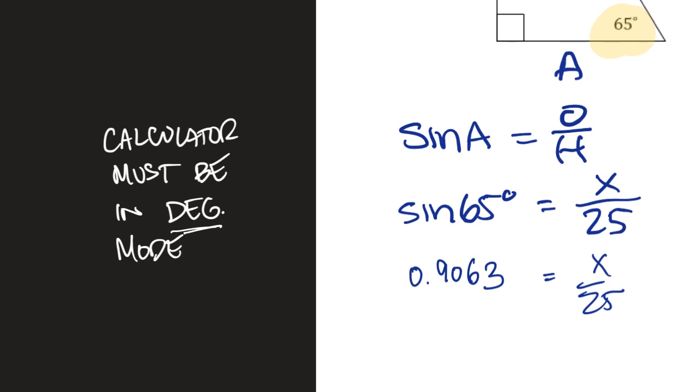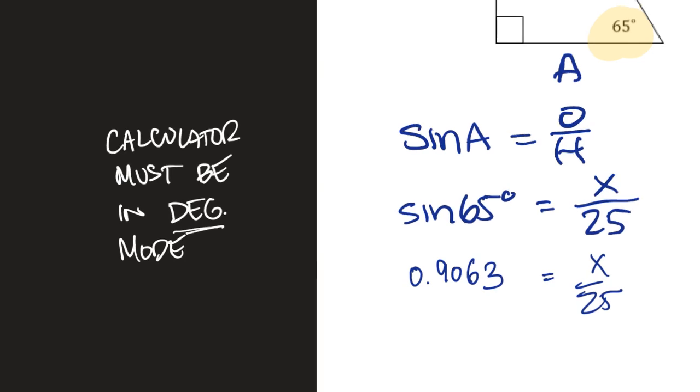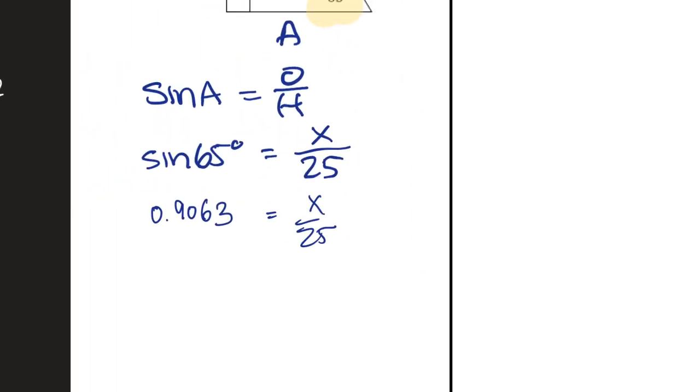If you're not sure how to change your calculator into degree mode, Google it. Put in your calculator model. It usually says the model number on the calculator. Put that into Google and say, turn into degree mode. And it should give you instructions on how to do that. Okay, so anyways, back to this.